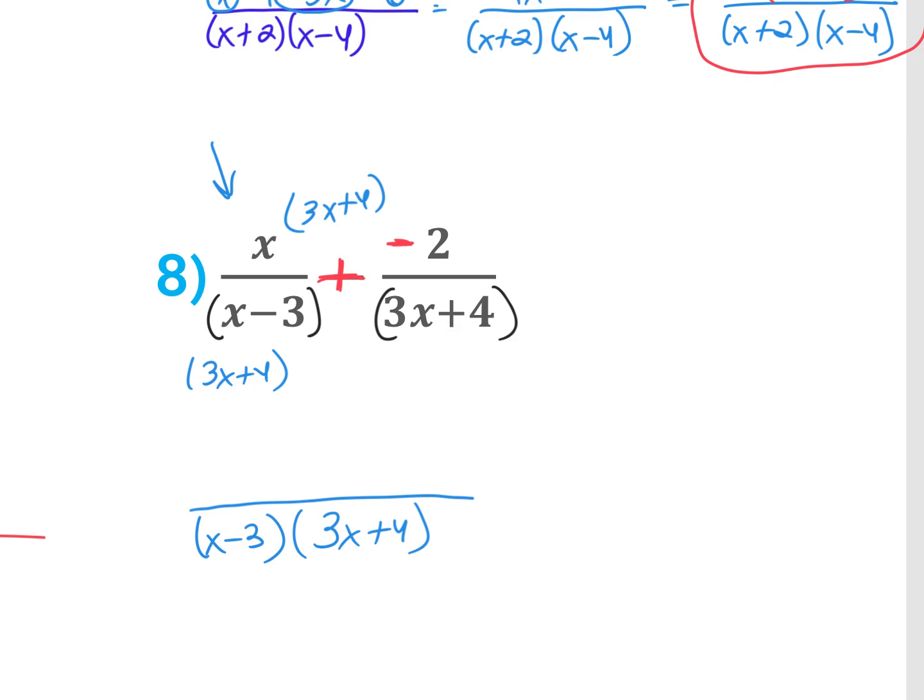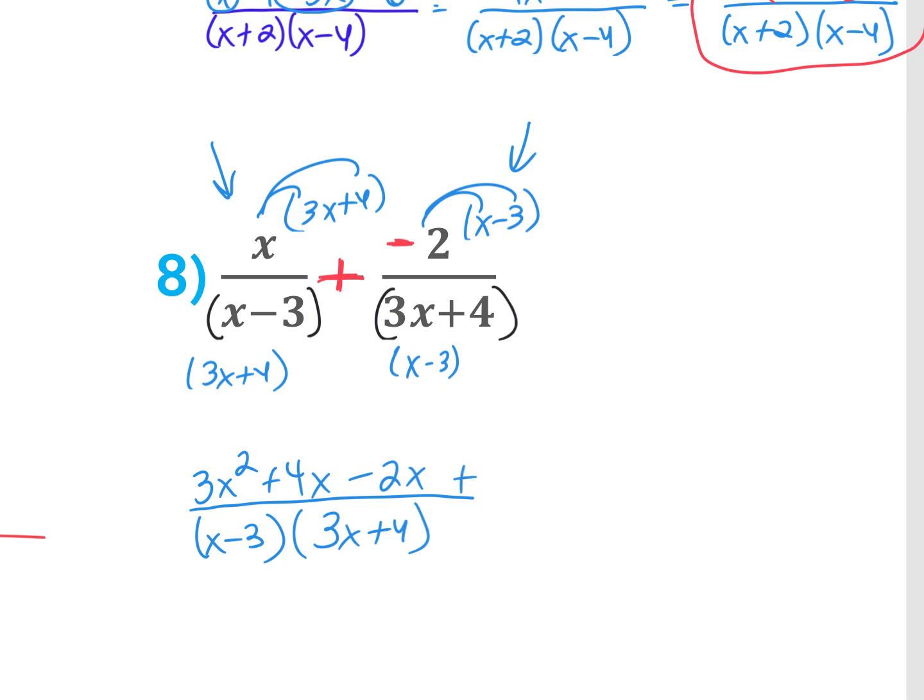All right, my second fraction already has the 3x plus 4. What is it missing? The x minus 3. Great. So what you do to the bottom, you do to the top. And now we just algebra. What is x times 3x? Perfect. 3x squared. What is x times 4? Yep. What's a negative 2 times x? Negative 2x. And what's a negative 2 and a negative 3? Plus 6.